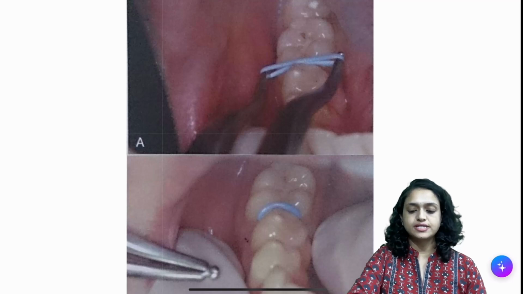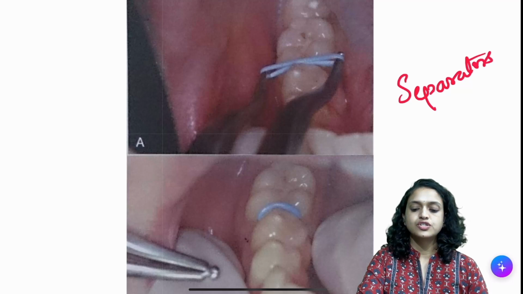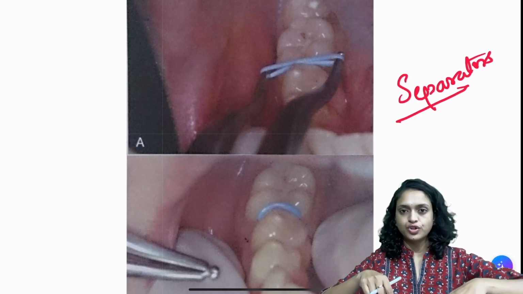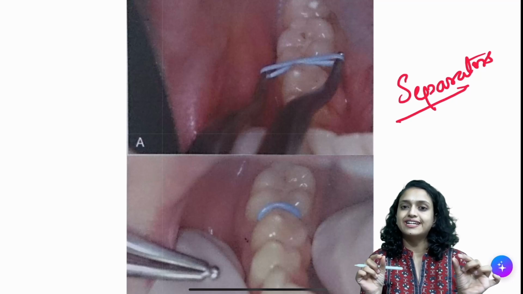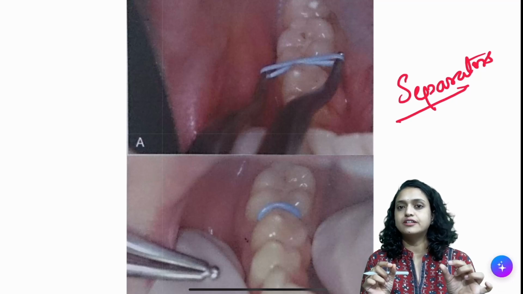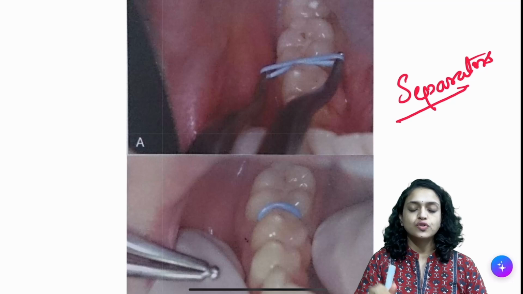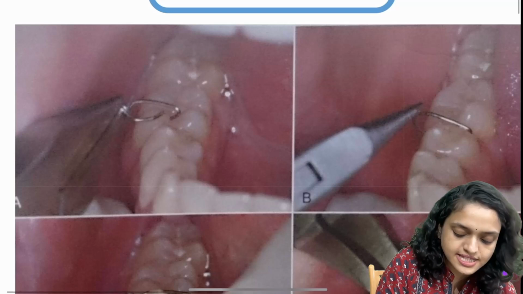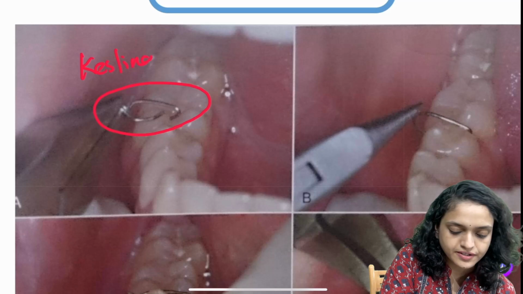So we need to place something called separators. These separators are placed between the contacts of the tooth so that after 2-3 days there will be a slight gap developing just near the tooth surface, so we can easily place the band around the tooth. So there are different types of tooth separators. The first, you can see, this is a spring. This spring is called a Kessling tooth separator.